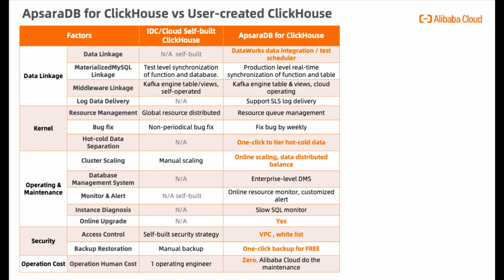And considering the materialized MySQL linkage, in self-built ClickHouse, it is a task-level synchronization of function and database. However, in ApsaraDB for ClickHouse, it's a production-level real-time synchronization of function and table. For the middleware linkage, it's the same to use Kafka. However, ApsaraDB for ClickHouse provides the Kafka engine, which is cloud operating, to help you save operation cost.